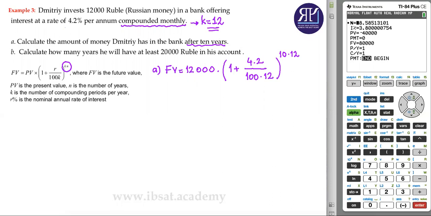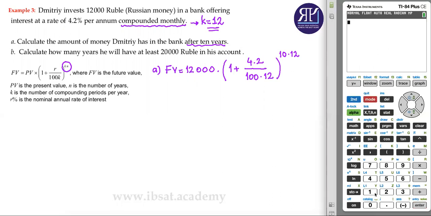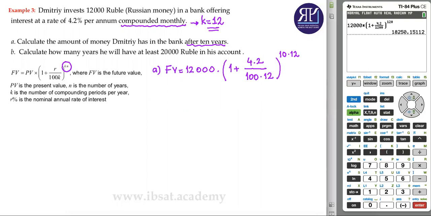We can find this part using the normal part of the calculator. 12,000 multiplied by, in a bracket, 1 plus the fraction 4.2 over 1,200, because 12 multiplied by 100, and the power will be 120. We press enter. The answer is 18,250 rubles to the nearest ruble.